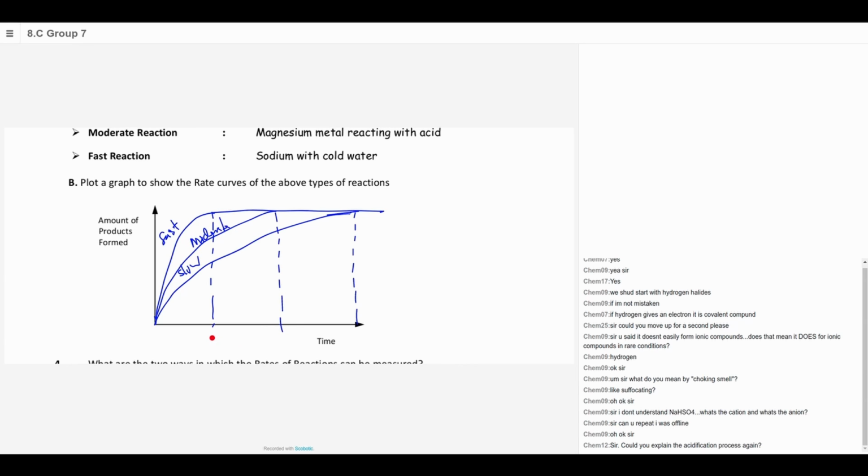This is T fast, the time taken for the fast reaction to complete, T moderate, and T slow, the time for the slow reaction, right? Three types of reactions. So you can make a slow reaction moderate, or a moderate reaction fast, by altering certain conditions. Let's see shortly what these conditions are and how they can be altered to get the three different types of reactions. Please copy this.